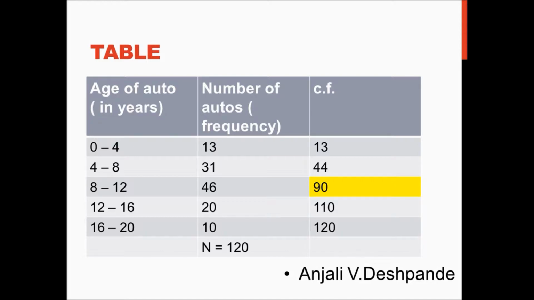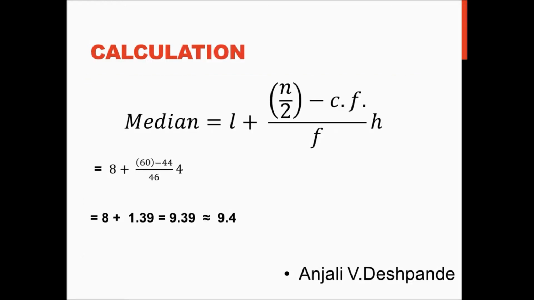Now we are going to apply the formula which was discussed earlier. The most important job is first to find out the median class, and after finding the median class, the formula can be applied very easily. This is the formula. L, the lower limit of the median class, is 8, plus n by 2, that is 120 by 2, that is 60, minus the cumulative frequency of the previous class, that is 44, divided by the frequency of the median class, that is 46, and multiplied by the width of the class interval, which in this case is 4.